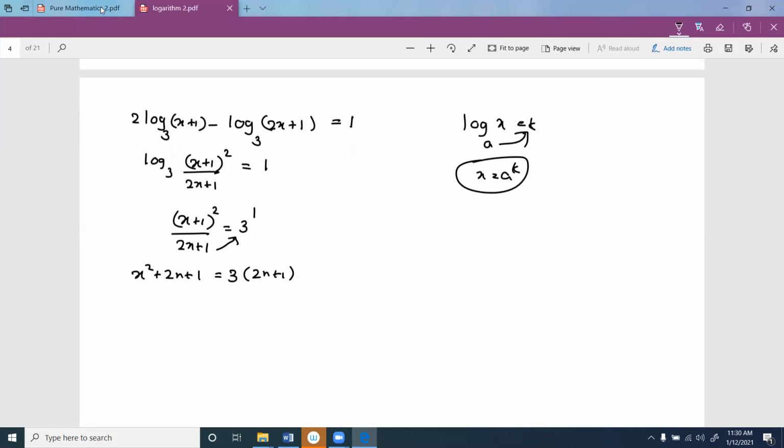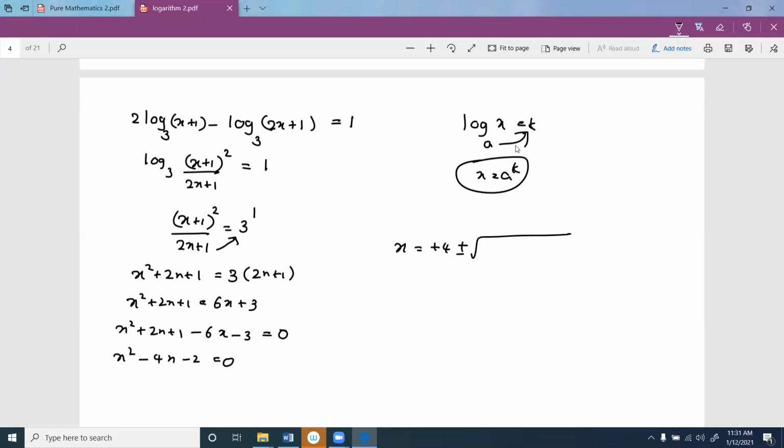Then you can write x squared plus 2x plus 1 is equal to 6x plus 3. So this turns into x squared plus 2x plus 1 minus 6x minus 3 is equal to 0. With that you can write x squared minus 4x minus 2 is equal to 0. With that you can get the answer. x equals minus b, minus minus 4 is plus 4, plus or minus the square root of b squared minus 4ac, where a is 1, b is minus 4, c is minus 2, divided by 2a.